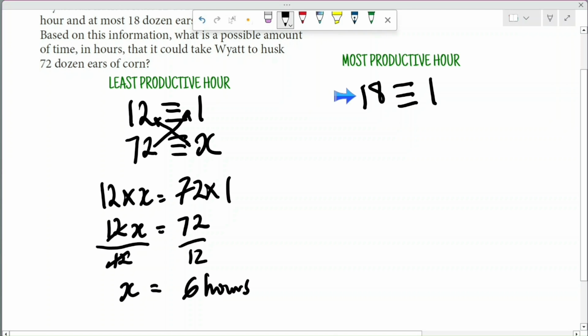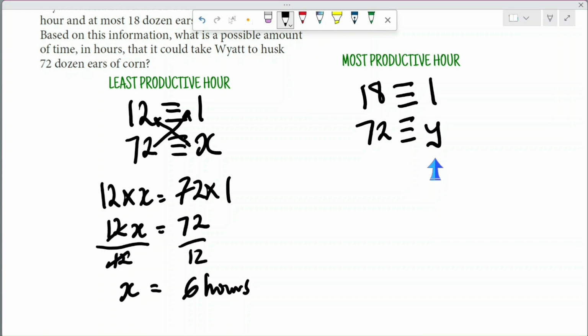We go to his most productive hour, which is doing 18 dozen ears of corn per hour. How many hours will it take him to do 72 dozens? Let's name the number of hours y. So we have 72 dozen ears of corn is equivalent to y. Since he's doing 18 dozens per hour, you can say for the first hour, he does 18. For the second hour, it's 18 plus 18 or 18 times 2 and so on. Or you can just simply cross multiply.